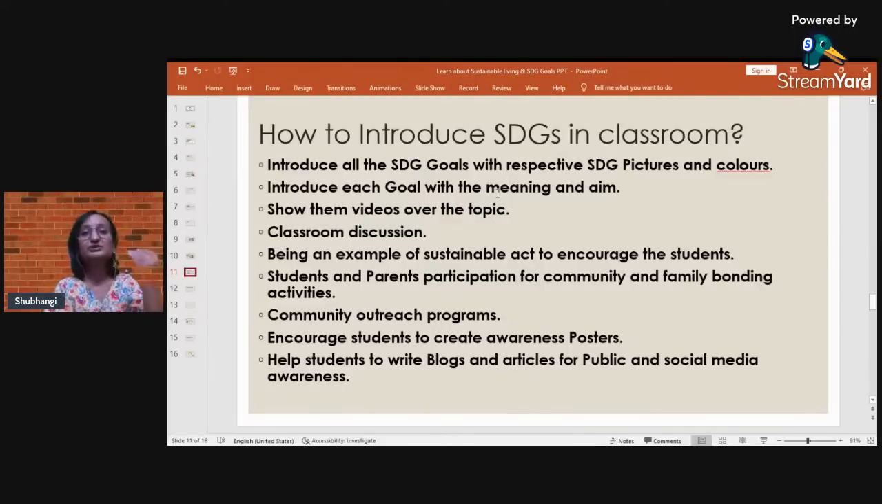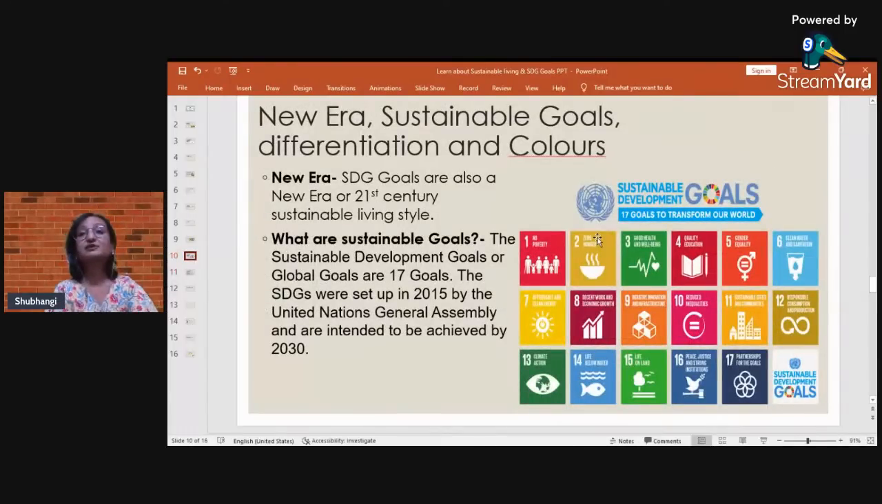But I can just discuss with you how we can start in the classroom. First point could be introducing with SDG pictures. As you can see, each goal has a different color, different picture. It's very important that the children should know that if I'm talking about no poverty, it's SDG 1 with pink color. We need to share with the children SDG 1 no poverty, SDG 2 zero hunger, SDG 3 good health and well-being, and SDG 4 is quality education and it is a red color.